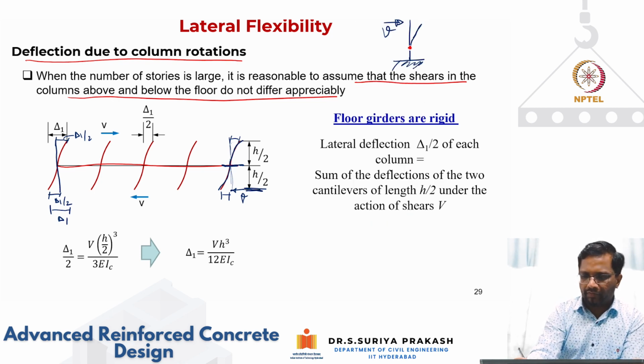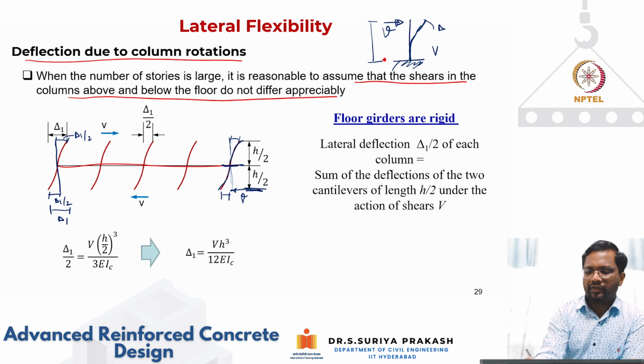It's going to deflect like this, and this is going to be your delta. So we know it is going to be V. Let's say the height is, if I'm taking that as h, the delta will be V h cube by 3EI.